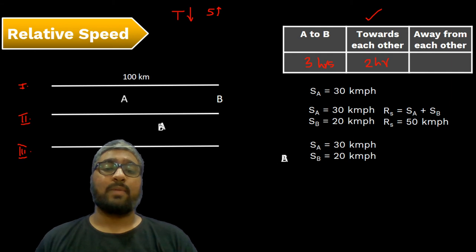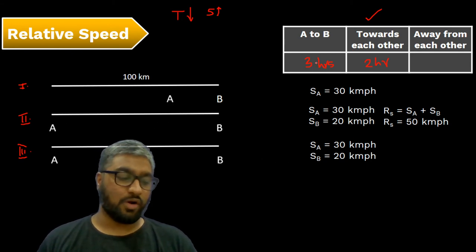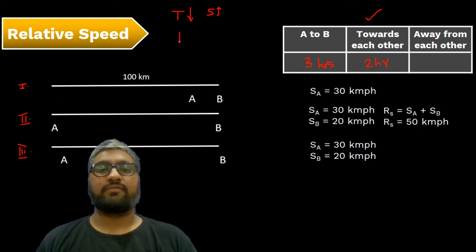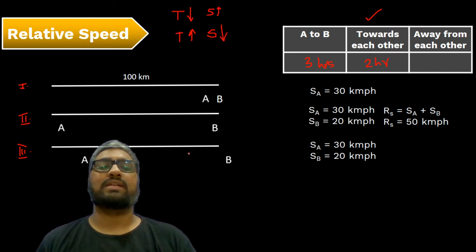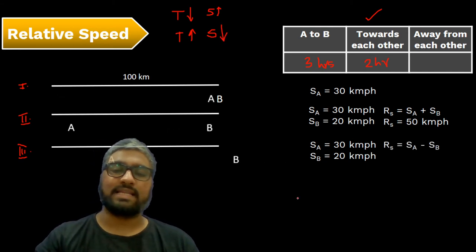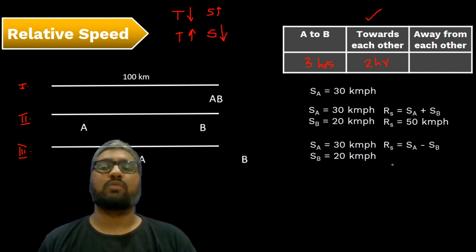When A is trying to chase B, would it take more time than 3 hours or less time than 3 hours? Of course, more time. So if time increases, then what happens to the speed, guys? Speed decreases. And here, if I were to decrease the relative speed, how will I decrease it? By taking the difference of them. So relative speed would be what?